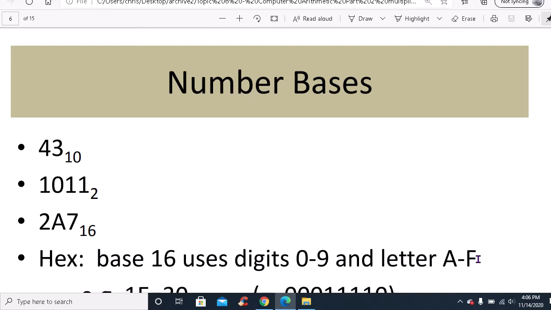The other thing I want to say about hexadecimal numbers is that any hexadecimal digit can be represented by 4 bits. So for example, the decimal number 10 can be represented by 4 binary bits, and A can be represented by 4 binary bits, and the number 2 can be represented by 4 binary bits. Right.